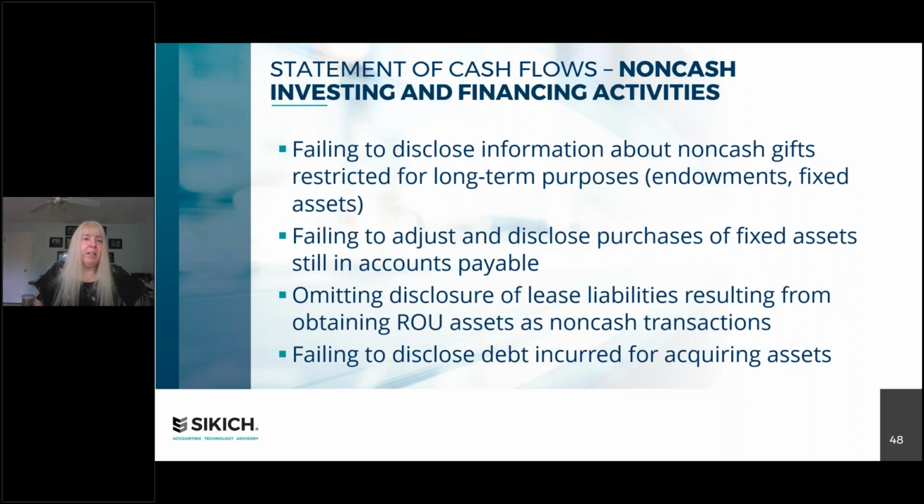And then non-cash investing and financing activities are things that are often overlooked, but you need to be disclosing information about those non-cash investing and financing activities, particularly non-cash gifts, purchases of fixed assets in accounts payable, obtaining lease liabilities and ROU assets. So when you first get that ROU asset and lease liability on the books, that's a non-cash transaction, so that needs to be disclosed. And then also disclosing debt incurred while acquiring assets.